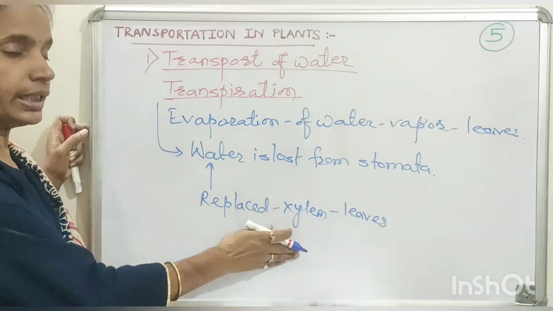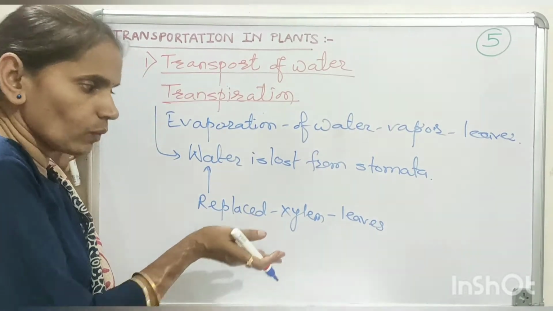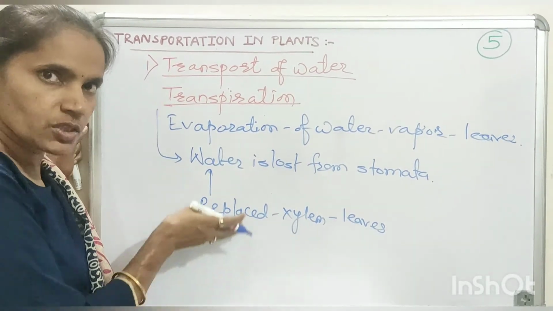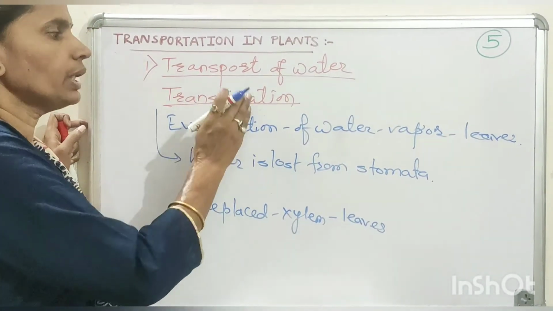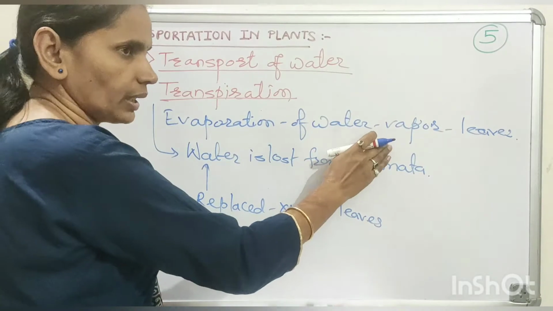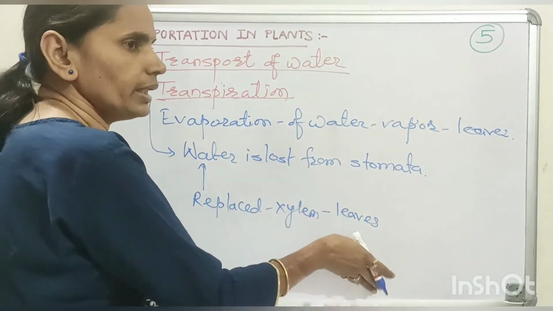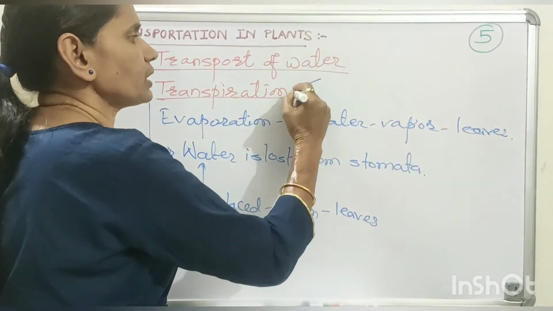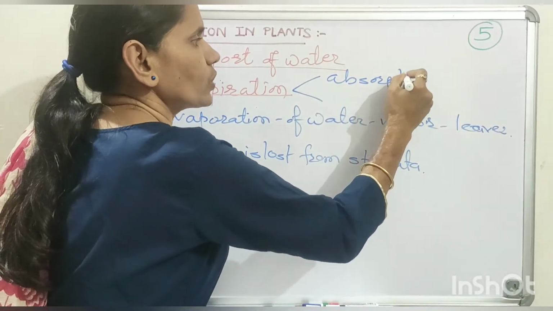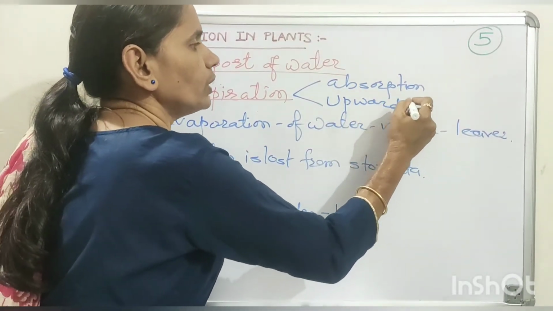Now as you know, the different vessels and the tracheids are interconnected. So obviously whatever the water that is absorbed along with the minerals from the root, that will be transported. So the water column will be pushed up with the help of the process of transpiration. So as the water is lost from the stomata, that water is replaced by the water from the xylem in the leaves. So the transpiration process helps in the absorption of the water from the roots or from the soil and upward movement of the water column.